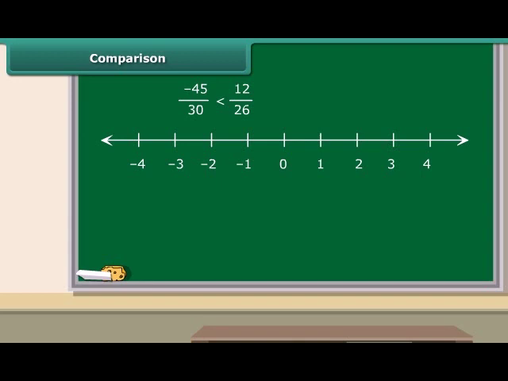For example, 2 by 3 lies here, and 1 by 3 lies here. So which one is to the right? 2 by 3. Correct. Therefore, 2 by 3 is greater than 1 by 3. Similarly, minus 1 by 3 is greater than minus 2 by 3, because minus 1 by 3 comes to the right of minus 2 by 3.